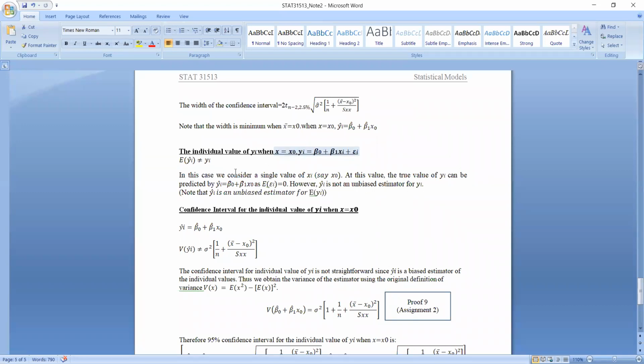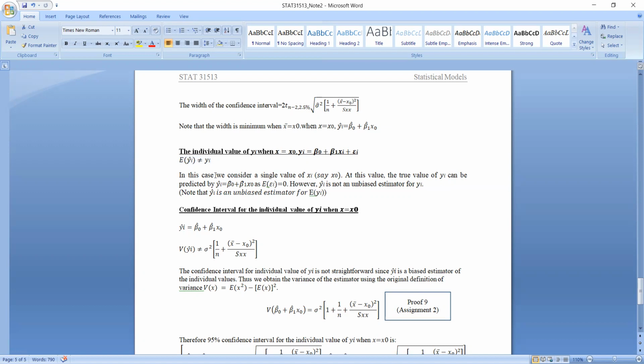So we saw that when you take the fitted regression, yi hat is equal to beta naught hat plus beta 1 hat xi. In that case, when you take the expected value, that is equal to beta naught plus beta 1 x, right? So we know that the expected value of yi hat is not equal to yi. That is, when you forecast or predict the value for an individual value of y, it's not an unbiased estimator for y, because the expected value is not equal to y.